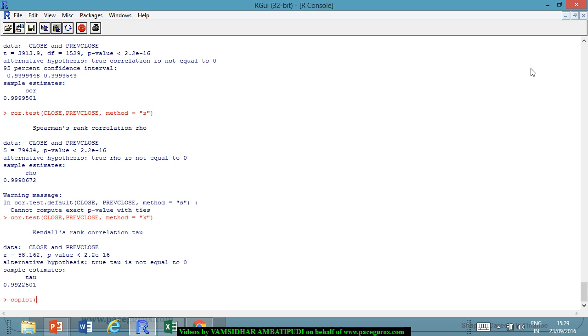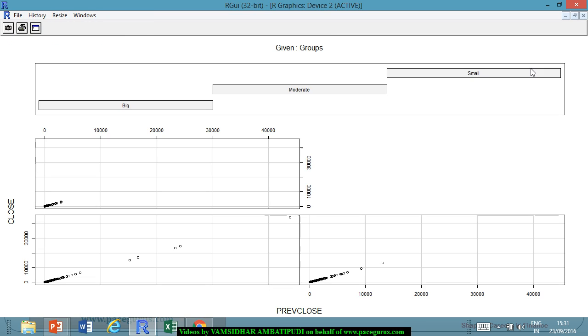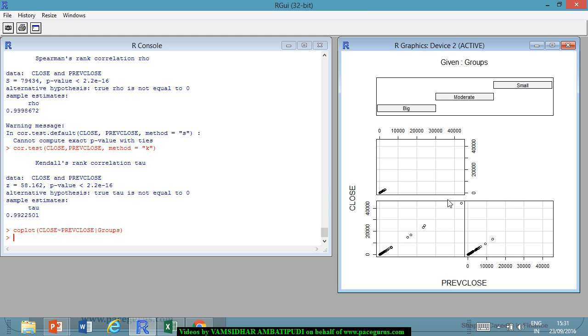So I will try to find out the correlation between close and the previous close. But how do I give this input? If you are looking at the correlation between close and previous close, and we are talking about creating it conditioned on the groups, I want to look at the correlation across the different groups between the closing price and the previous closing price. In this case, I could see more or less here also it's fine. Across the groups also it is looking more or less like a growing-up kind of relationship itself.